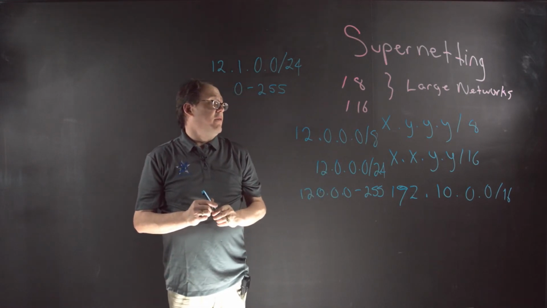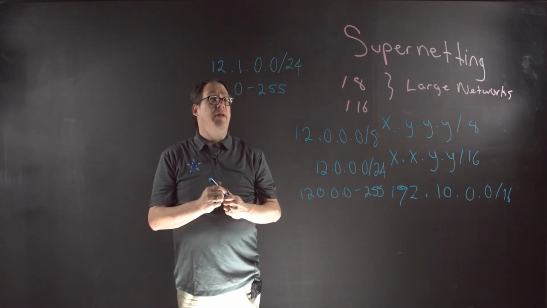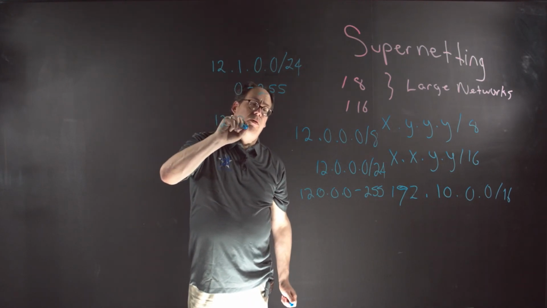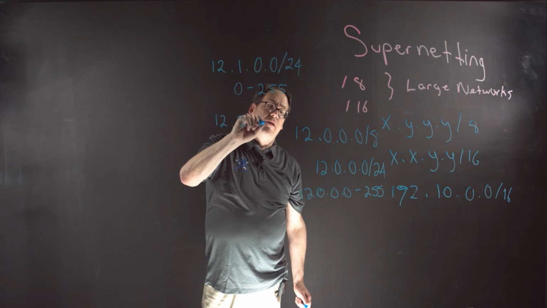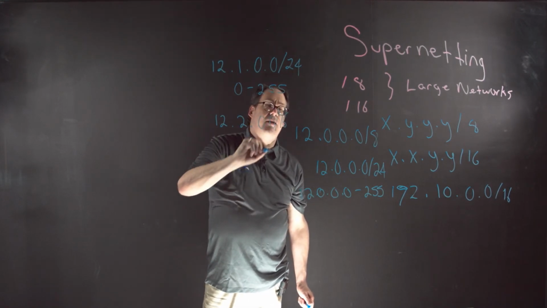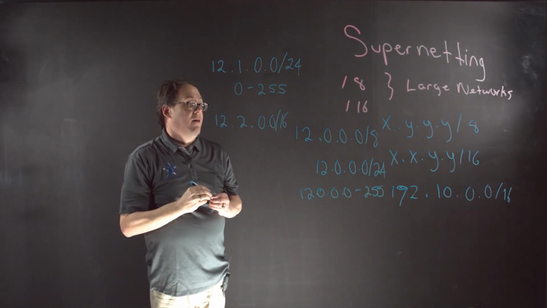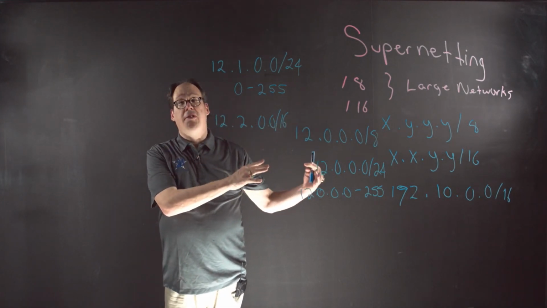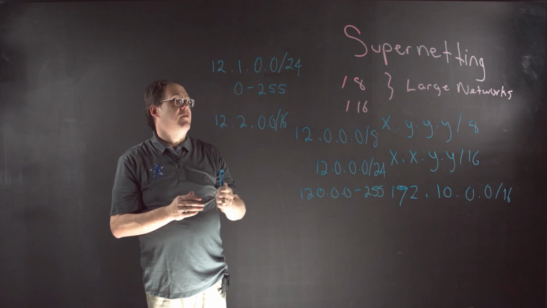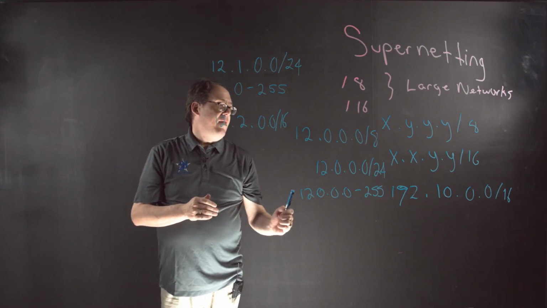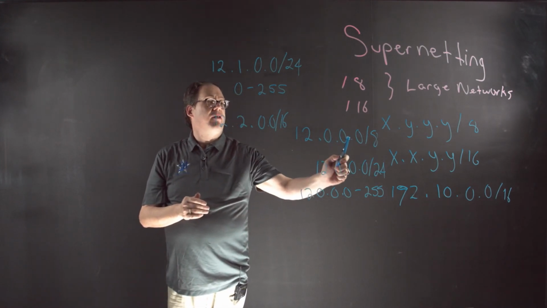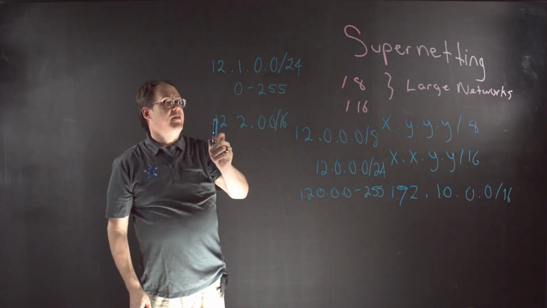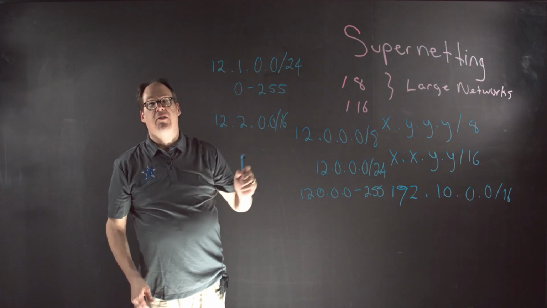I could also draw a network up, and I could say, well, this network is 12.2.0.0/16. This is another network that we created. It's much smaller than the /8, but it's still encompassed by that 12.0.0.0/8. It's still encompassed by the supernet because the supernet definition begins with 12 and includes everything.